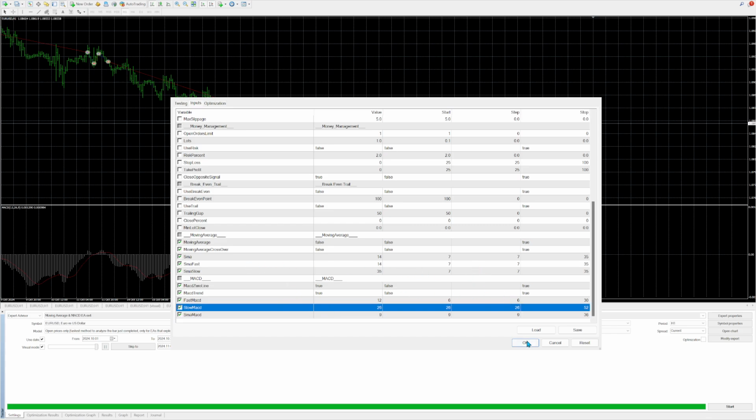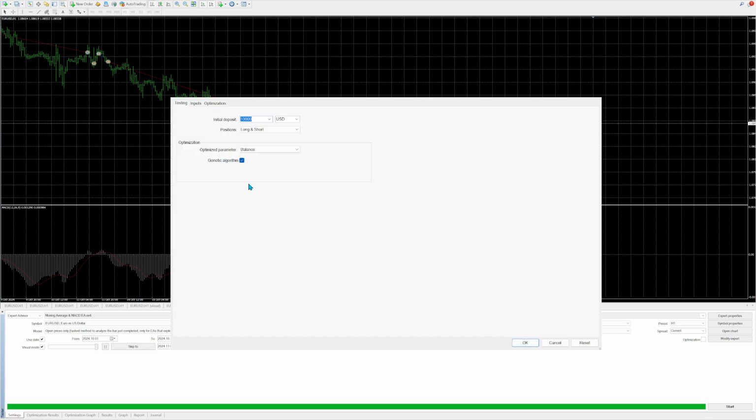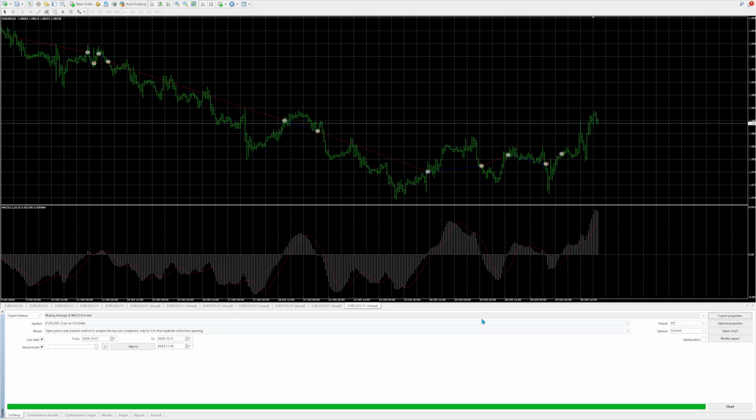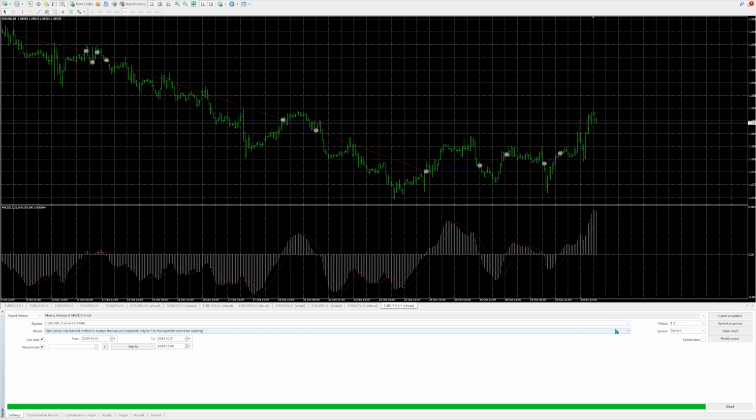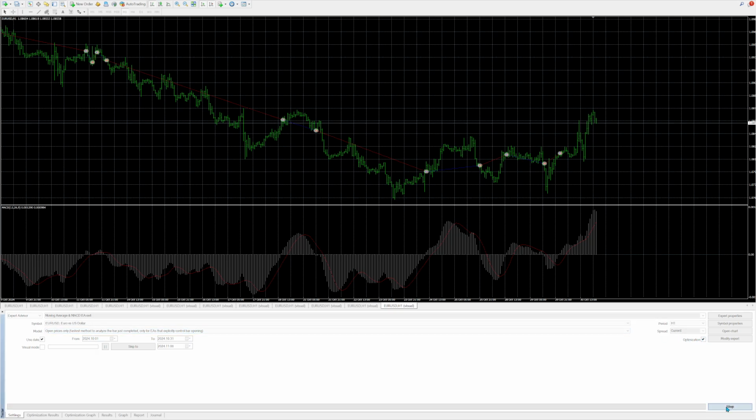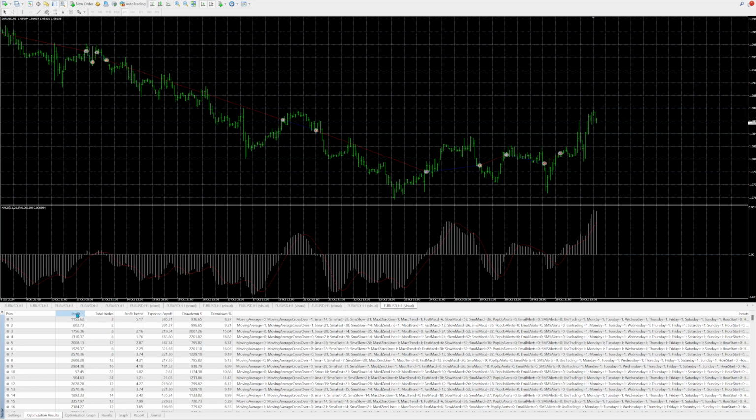Okay. And then what we can do is, if you have genetic algorithm checked here, the strategy tester will combine the settings to do what it thinks will produce the best results. If you uncheck that, it will do every possible combination, which can take a long time depending on how many settings you've chosen and the power of your computer. So I like to leave this checked. Then we click start. Need to click optimization first. Click start. And it'll just basically run all the different combinations of those various settings.